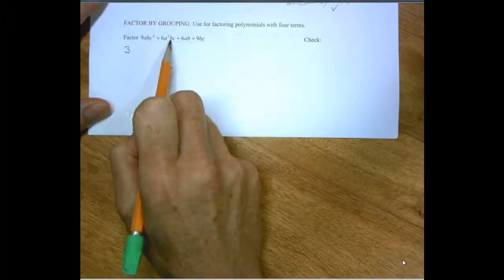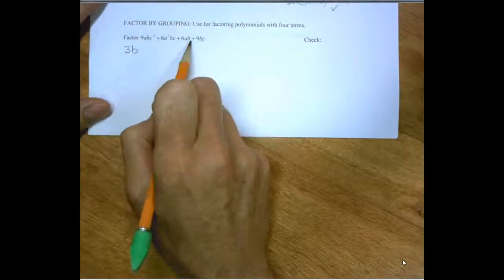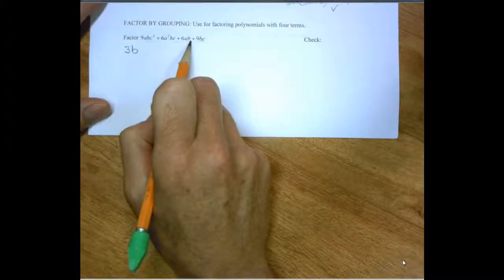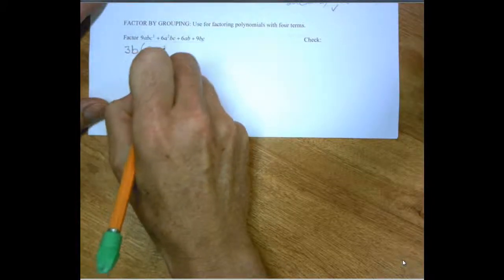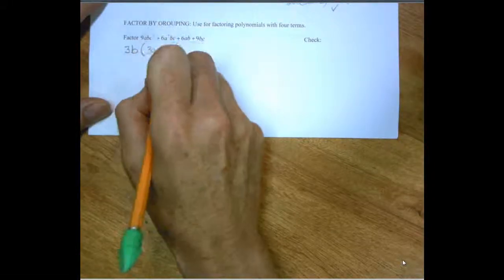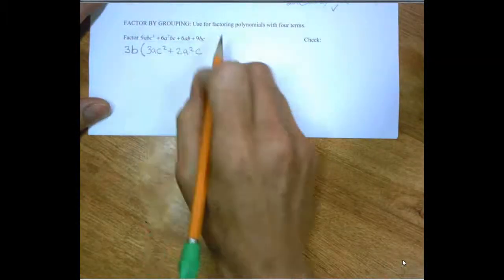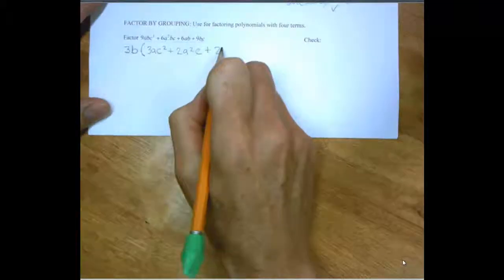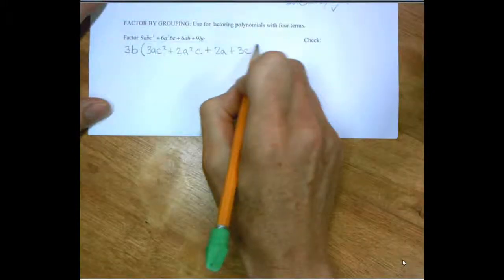I look at my b's, and there is a plain old b on every term. And then I look at my c's. There's no c here, so I can't use c as my greatest common factor. So 3b is my greatest common factor, and if I divide it on each term, I would end up with a 3ac squared, and for this term I'll have a plus 2a squared c, and on the next term it'll be a 2a, and the last term will be a plus 3c.